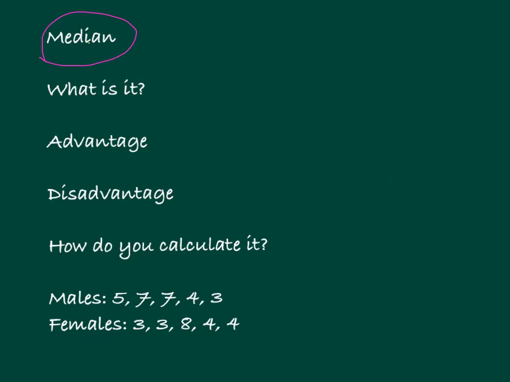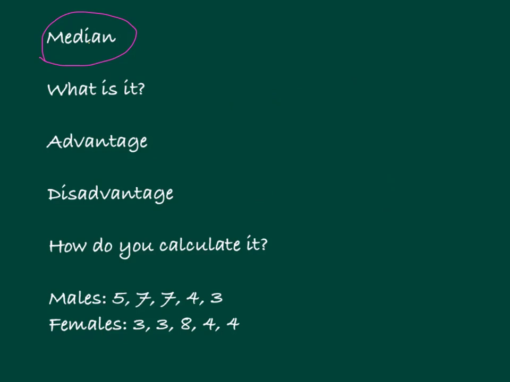Our last average is the median, and again the same questions as before for the same set of data below. So pause the video and work out your answers, please. So you should have written that the median is whenever you place all of your scores into rank order, and the median then is the middle number. So for example, for males it would be 7, 7, 5, 4, 3, and your median therefore would be 5. For the females it would be 8, 4, 4, 3, 3, and in that case your median would be 4.